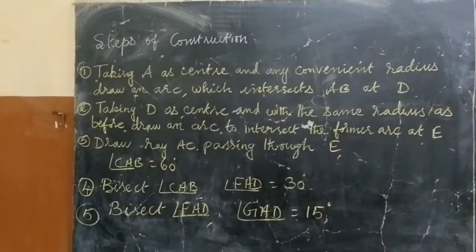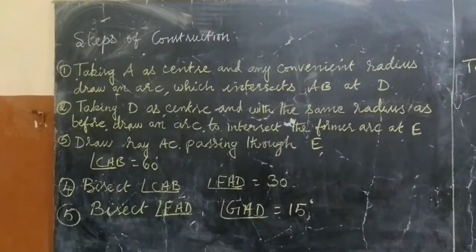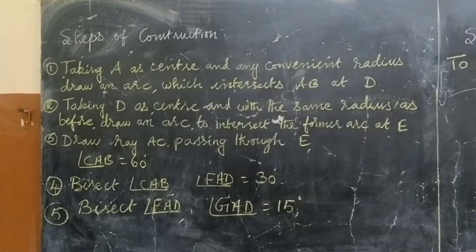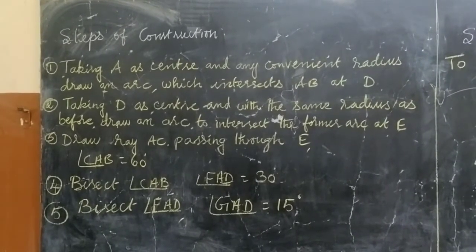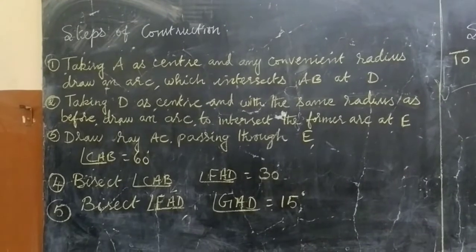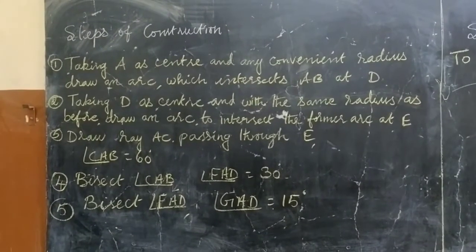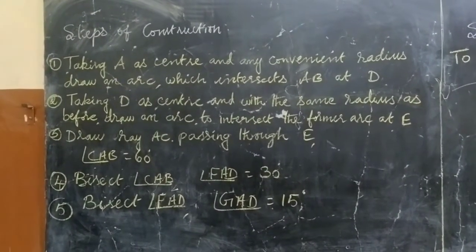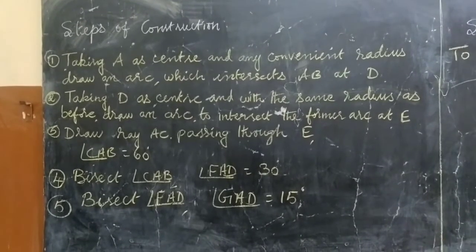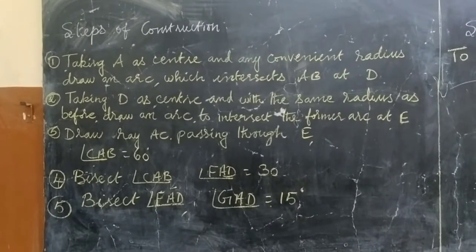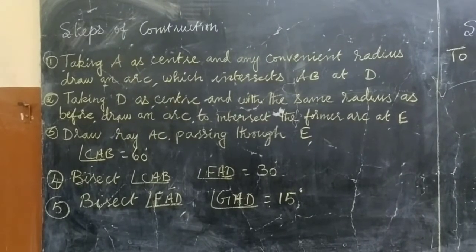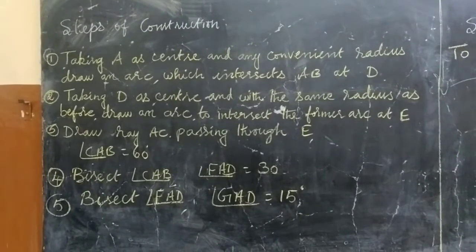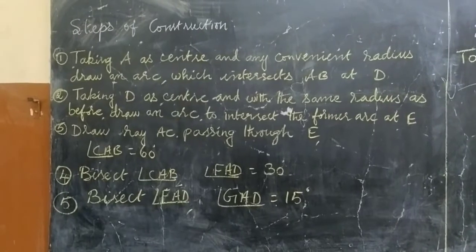Let us see steps of construction. Taking A as center and any convenient radius, draw an arc which intersects AB at the point D. Second point: taking D as center and with the same radius as before, draw an arc to intersect the former arc at the point E. Draw ray AC passing through the point E. Angle CAB is 60 degree.